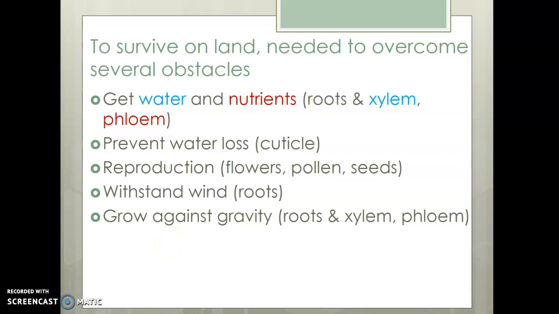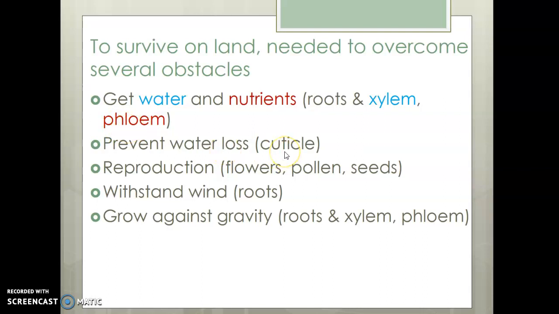Plants first probably lived near water, and over long periods of time, they have adapted to live on land. So to live on land, they needed to overcome a lot of obstacles. They had to have a way of getting water and nutrients, and so they developed roots and other structures called xylem and phloem. Xylem helps plants move water, and phloem helps plants move nutrients and food.